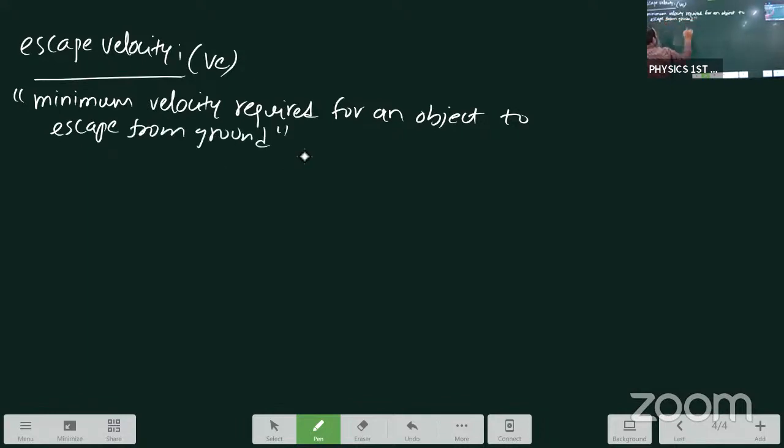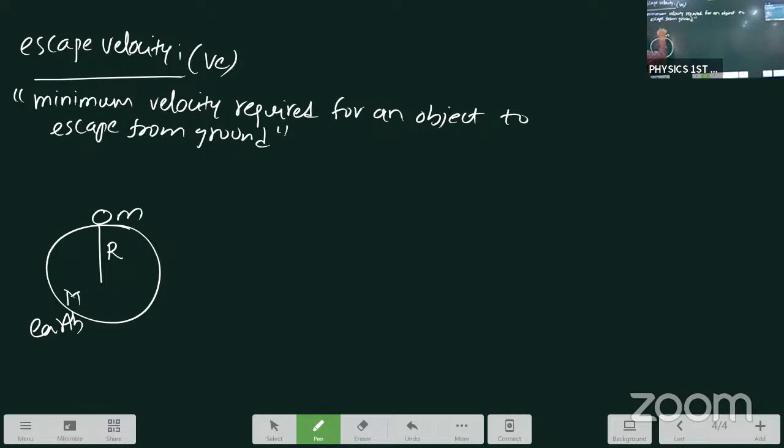Ground, nothing but earth only, student. One body like this, see the diagram. R is the radius of the earth. M is the mass of the body, nothing but the earth's mass. One small m body moving upwards with how much? V velocity. So in equilibrium position, again two energies are coming.